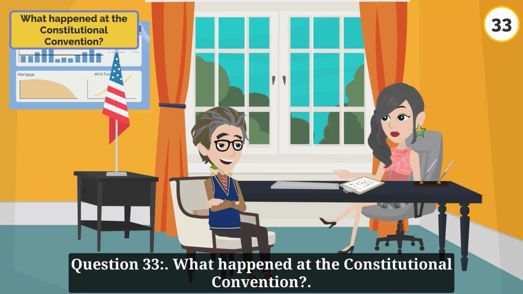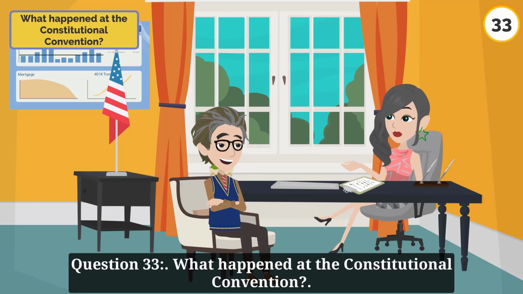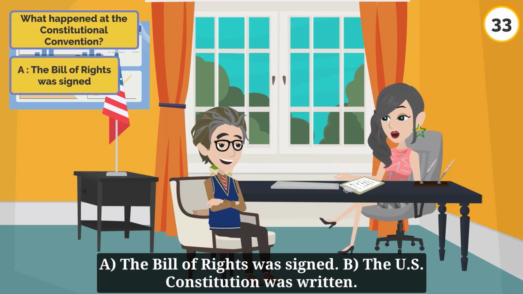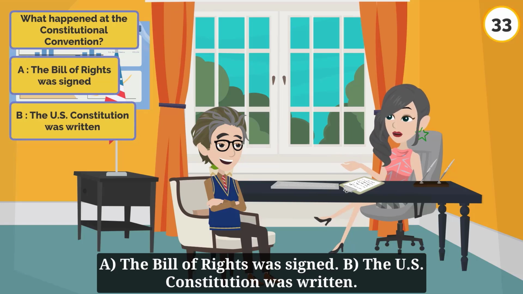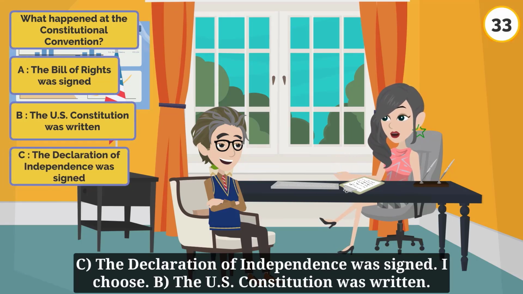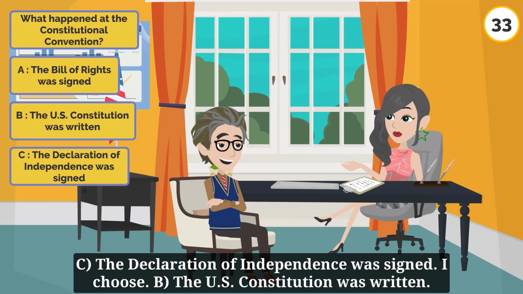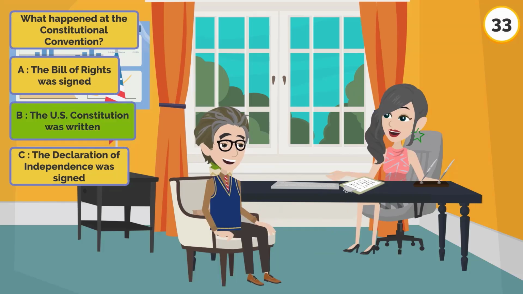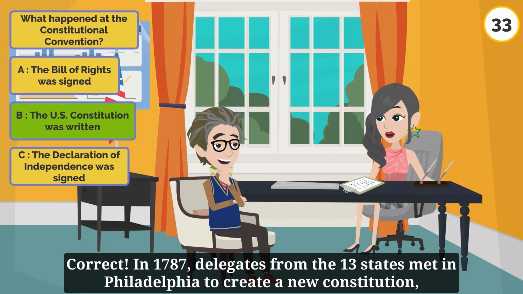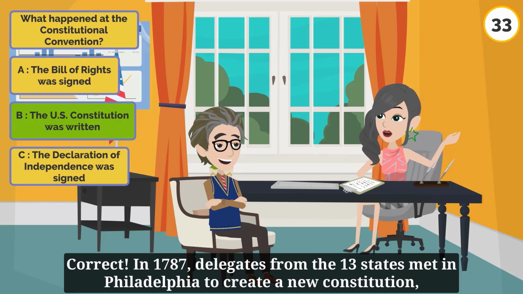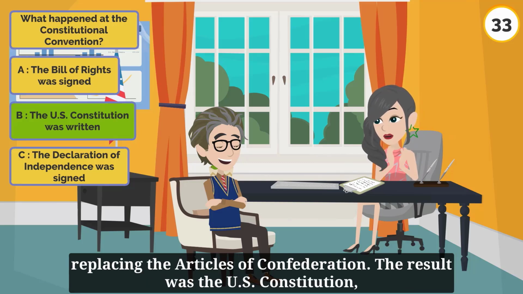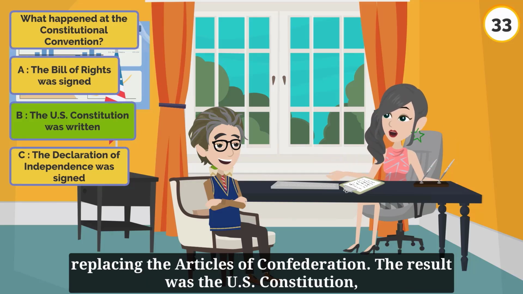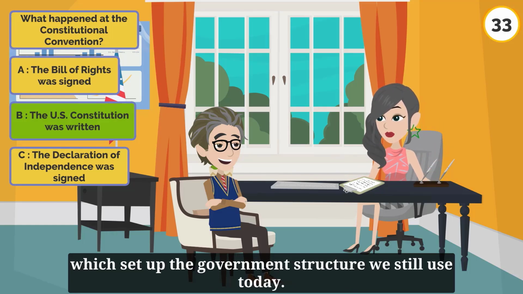Question 33. What happened at the Constitutional Convention? A. The Bill of Rights was signed. B. The U.S. Constitution was written. C. The Declaration of Independence was signed. I choose B. The U.S. Constitution was written. Correct. In 1787, delegates from the 13 states met in Philadelphia to create a new constitution, replacing the Articles of Confederation. The result was the U.S. Constitution, which set up the government structure we still use today.